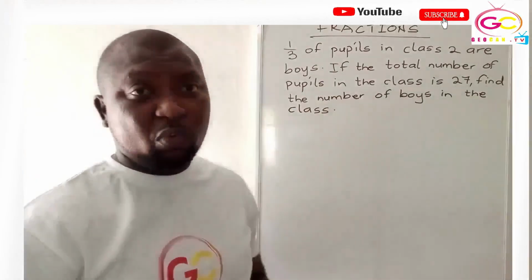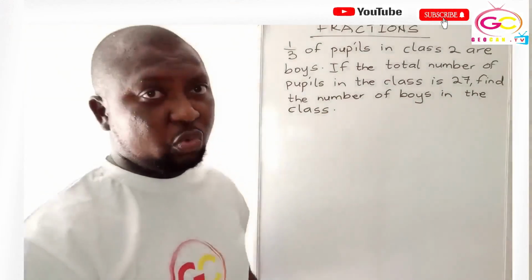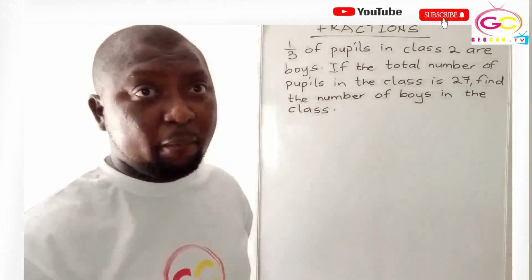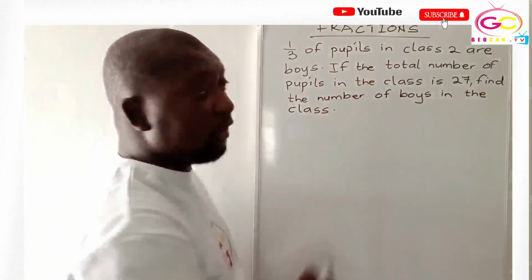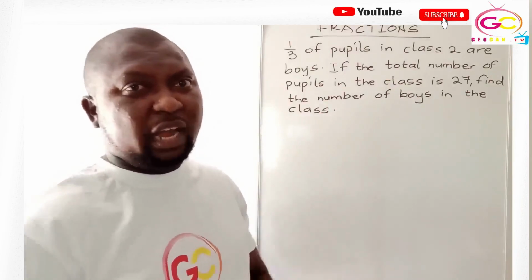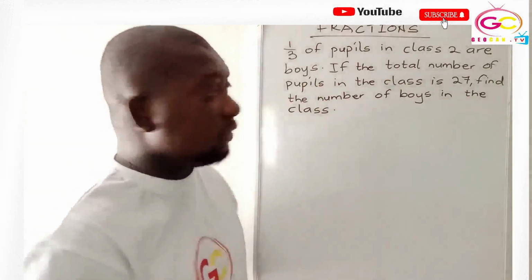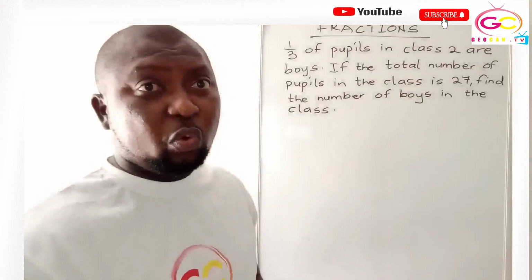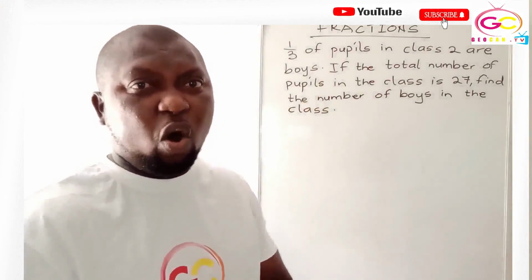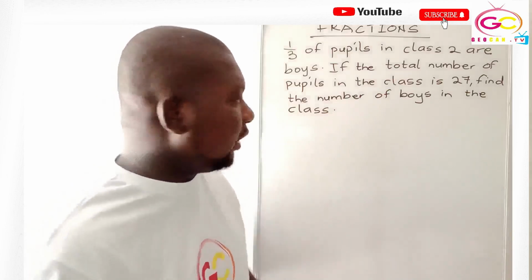Good. We are told that 1 over 3 of pupils in class 2, they are what? Boys. So the question is seeking the number of boys, the actual number of boys. Since we know the fraction is 1 over 3, we ask ourselves, then what is the total number of pupils in the class? And we have it in the question, which is what? 27. So you are just finding 1 over 3 of the total class, which is 1 over 3 of 27. And of in mathematics simply means what? Multiplication. So let's tackle it.